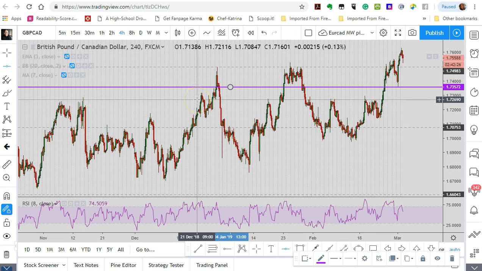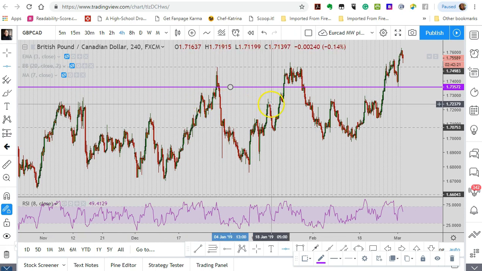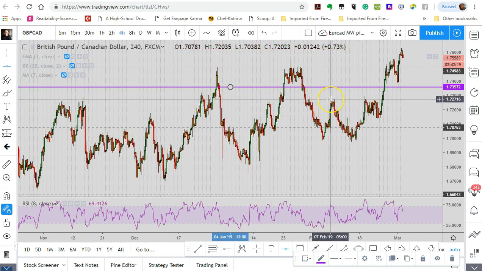Like this, you see right here. You look right here, 1, 2, 3, 4 times it tested has resistance, right? But I see nowhere where it tested has support. So that means that support may be lower. Okay?